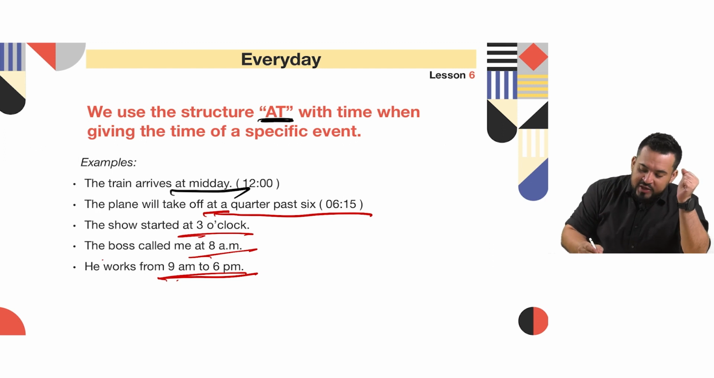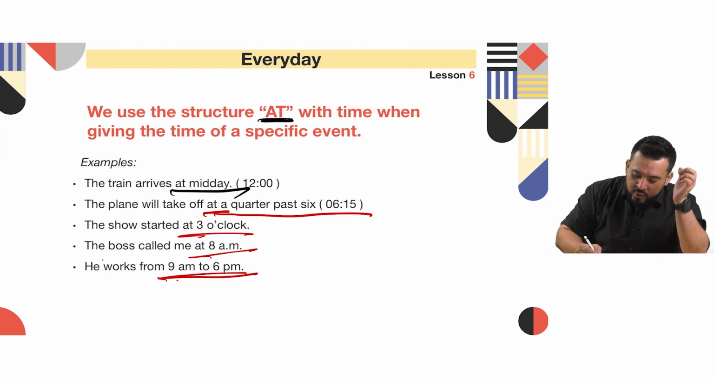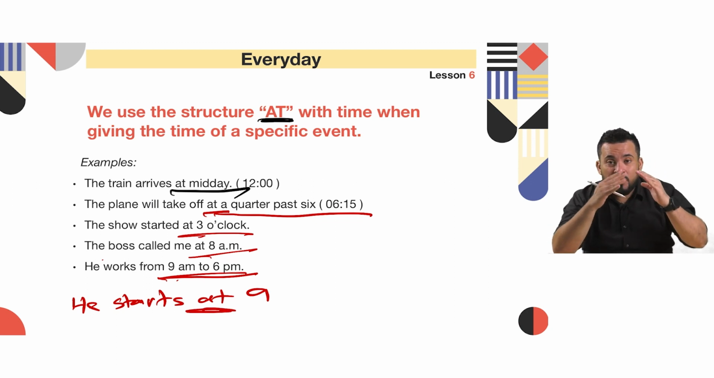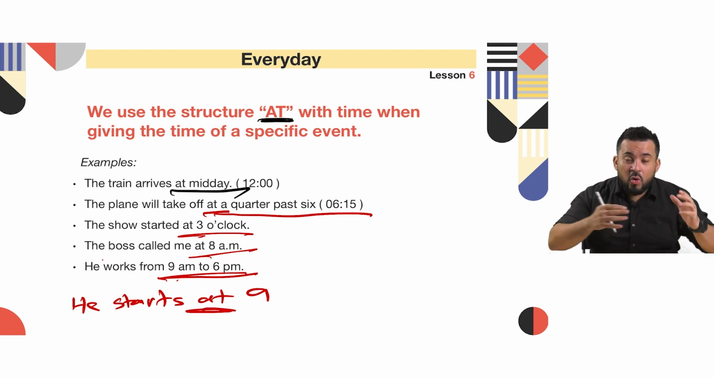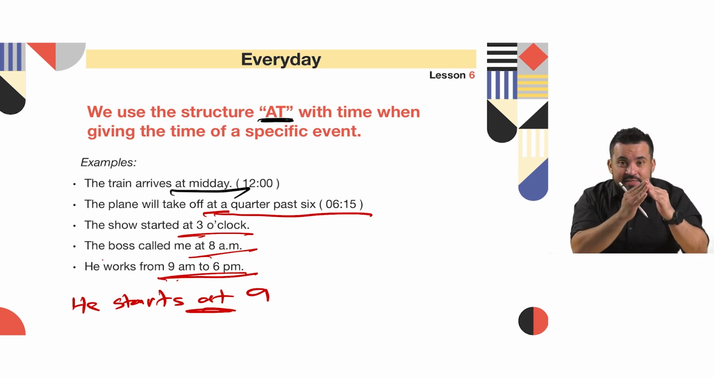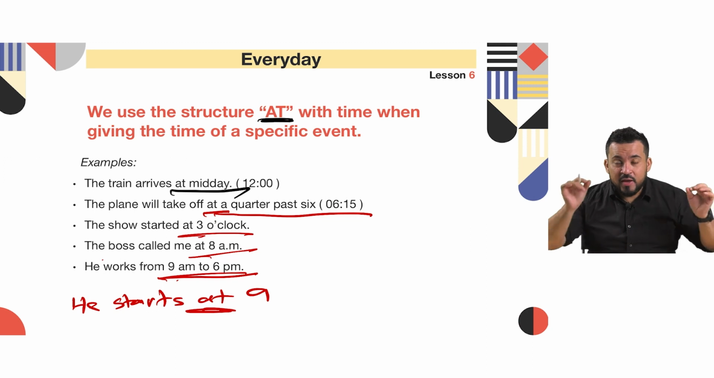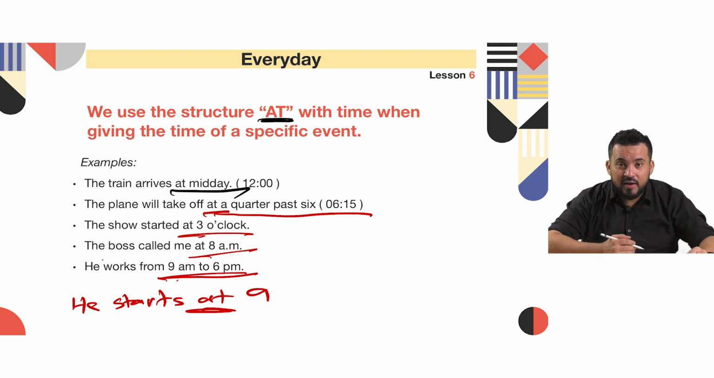If we say he starts work at 9, then we will use at. Here we will say he starts at 9. Okay, because we have a specific hour. It's a starting hour at 9. Or he finishes work at 6. But here we're talking about a time period from 9 to 6, so we don't use at, because at is only used for a specific time. Okay?